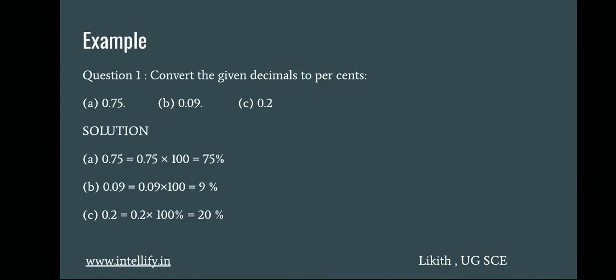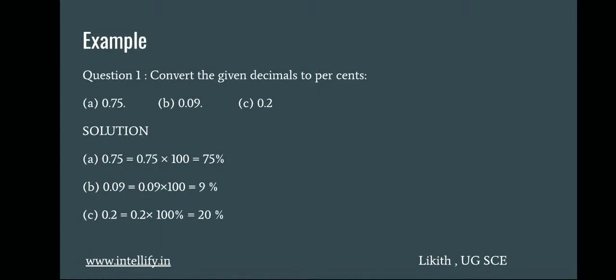Now I'm going to a simple example. The question is, we have to convert the given decimal to percentage. First one, it's 0.75. As I said earlier, if you multiply just by 100, you get the required percentage. So 0.75 into 100 is nothing but 75%, right? The 100 has two zeros, and after the decimal point there are two digits. If we multiply by 100, you get 75%, and the decimal point shifts two digits.